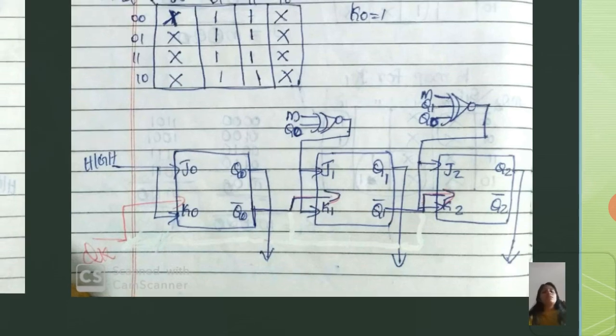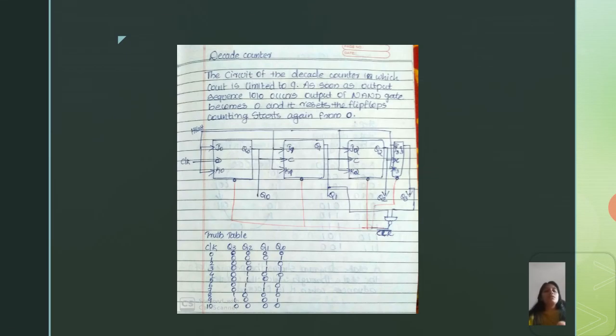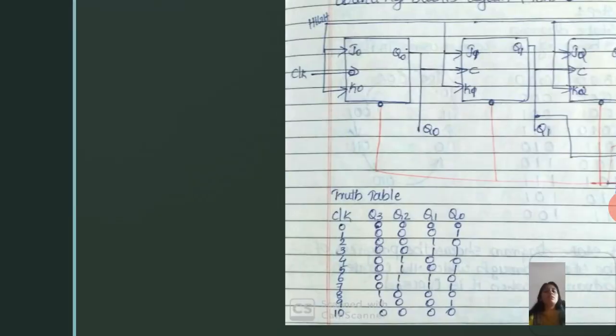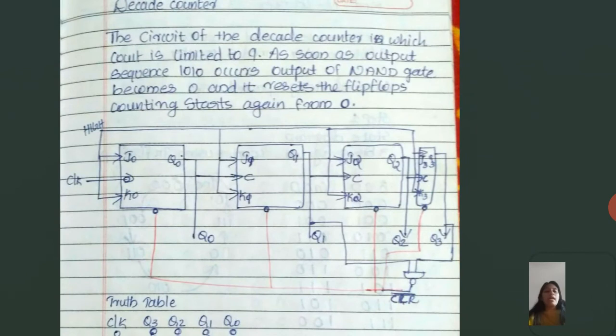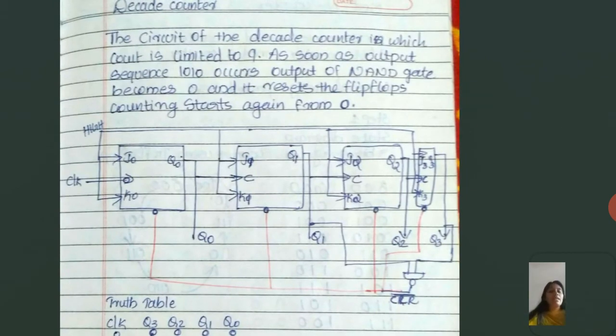Then the next counter you have to study is the decade counter. A decade counter is a circuit which can only count up to 9. As soon as the sequence 10, represented in binary form as 1010, occurs, the output of the NAND gate becomes 0 and the flip-flops start counting again from 0. So this counter should count from 0 to 9 only.